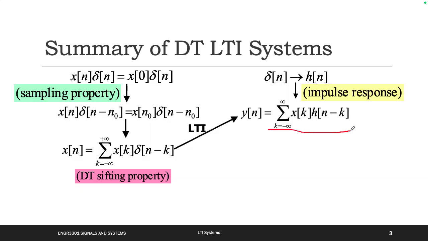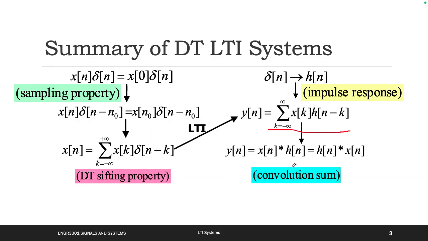What's the name for this equation? Yeah, convolution sum. You're right. We also use a star to represent convolution. We call this the convolution sum. And then we get the output based on this shifting property.